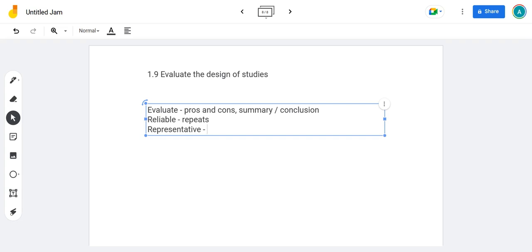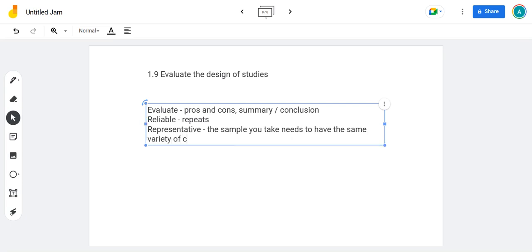If you're going to generalize it to the whole population, then your sample needs a variety of ages, a variety of exercise levels, a variety of people that smoke and don't smoke, a variety of all of these different factors. So the sample you take needs to have the same variety of characteristics as the whole population.